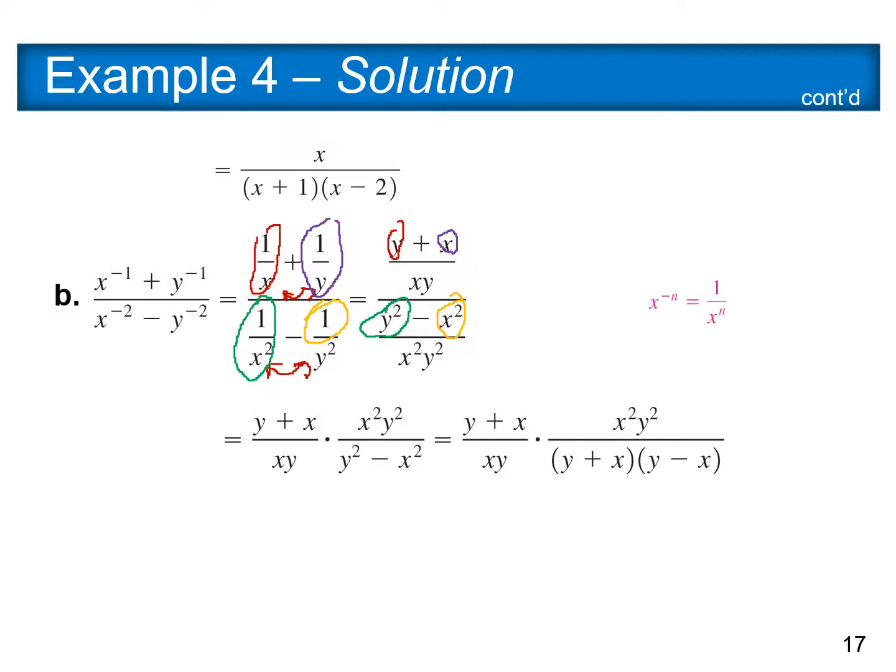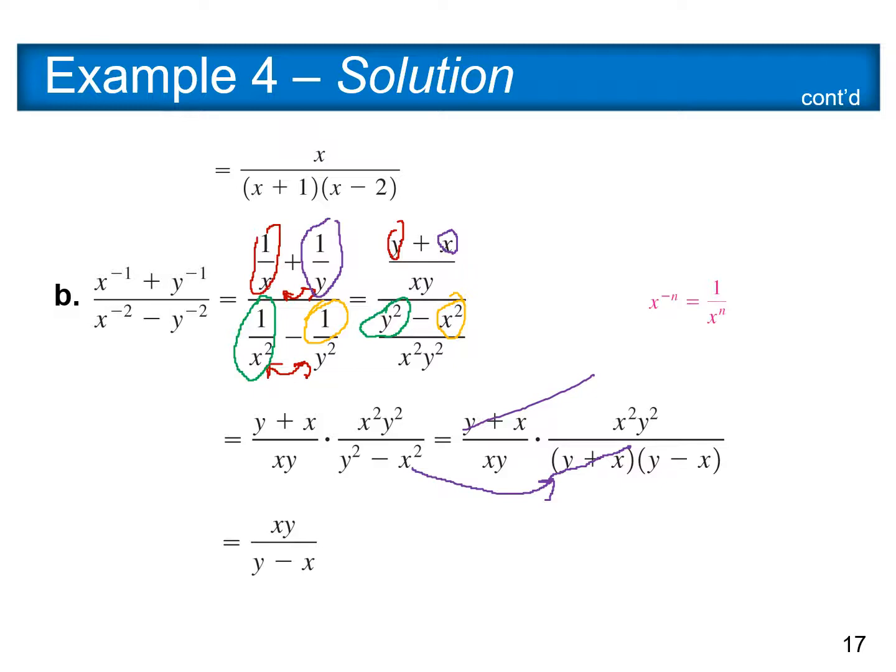So by doing that, I apply the multiplication law, and I have (y plus x) divided by xy, multiplied by x squared y squared divided by (y minus x squared). Once again, I can simplify the y squared and x squared, and I get (y plus x)(y minus x). And once again, I can factor this one out, cancel it, and I get a solution of xy divided by y minus x.